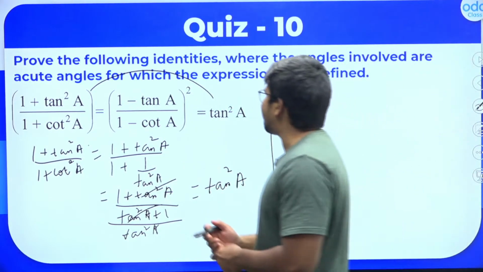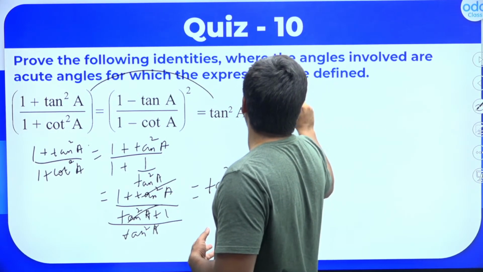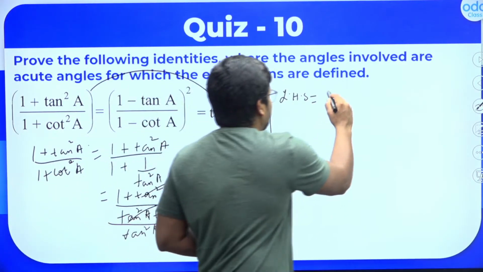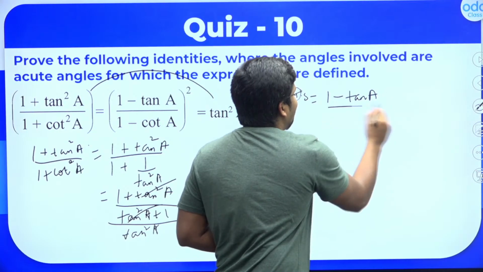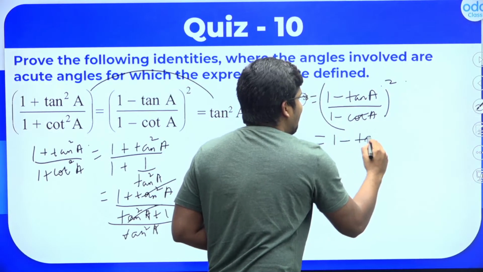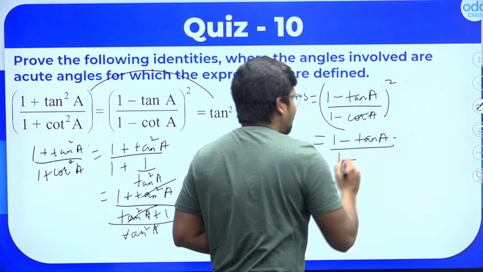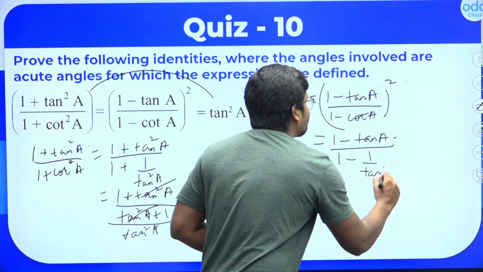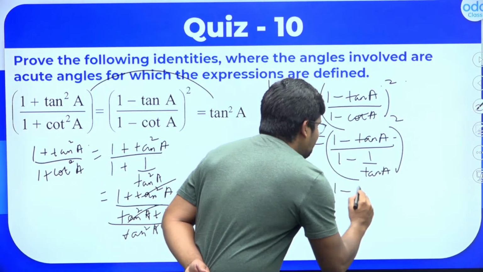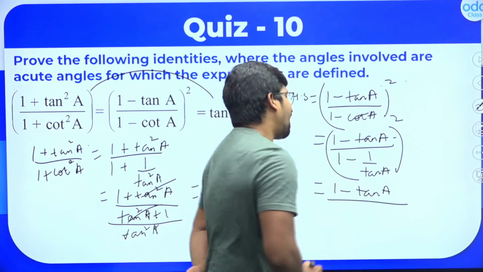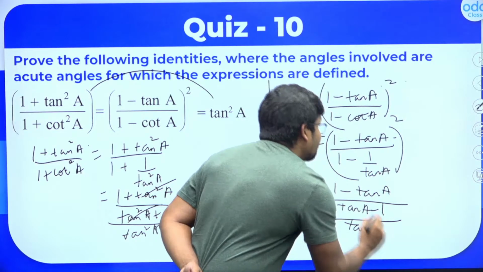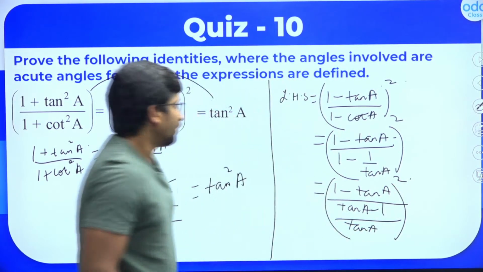Now let's go ahead with the second one also. Second one is, again LHS is equal to, what is there? ((1 minus tan A) divided by (1 minus cot A)) the whole square. So this is equal to (1 minus tan A) divided by (1 minus cot A, which is 1 by tan A), the whole square. You can write it like this. So that is equal to (1 minus tan A) divided by ((tan A minus 1) divided by tan A), the whole square. Isn't it?